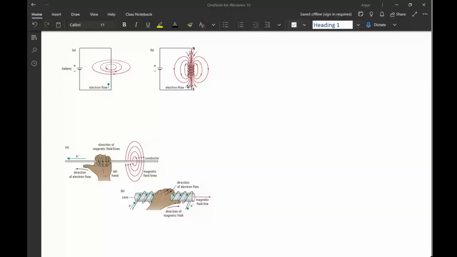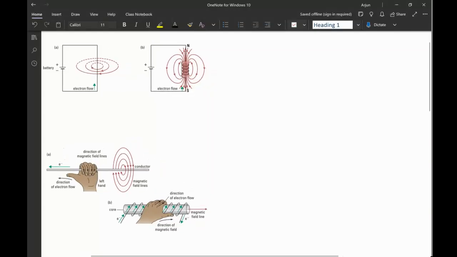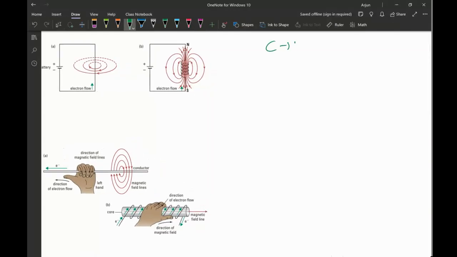Welcome back, folks. In today's class, I'm going to talk about the next chapter, chapter number 12, that is magnetism. In magnetism, the first thing we're going to try and do is study the magnet.